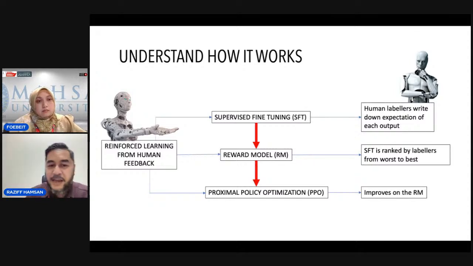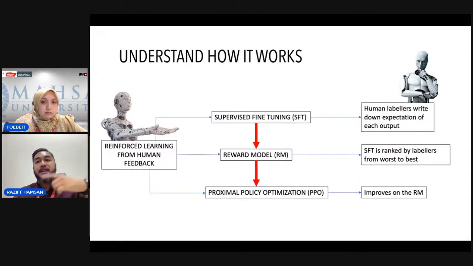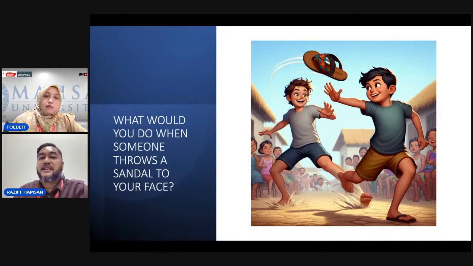Then finally, it will bring you to proximal policy optimization, what we call PPO, which will further enhance your reward model. It means that it will be further refined and refined. So that's the reason why the more people use AI, the more intelligent it gets. If you compare the ChatGPT that you used 2 years ago and today, the way it answers is totally different, because it's getting smarter and smarter based on the inputs that we give.